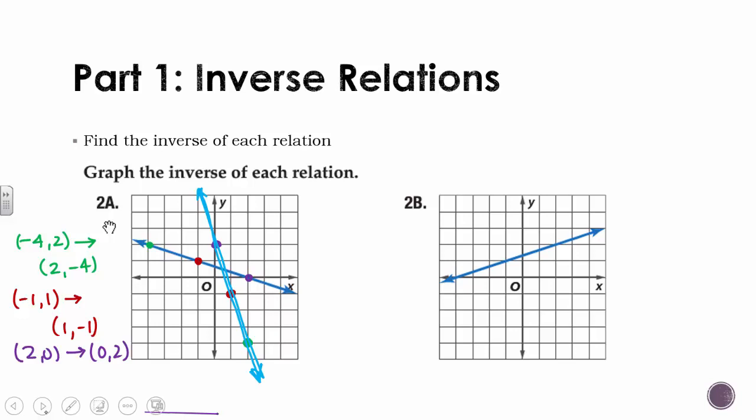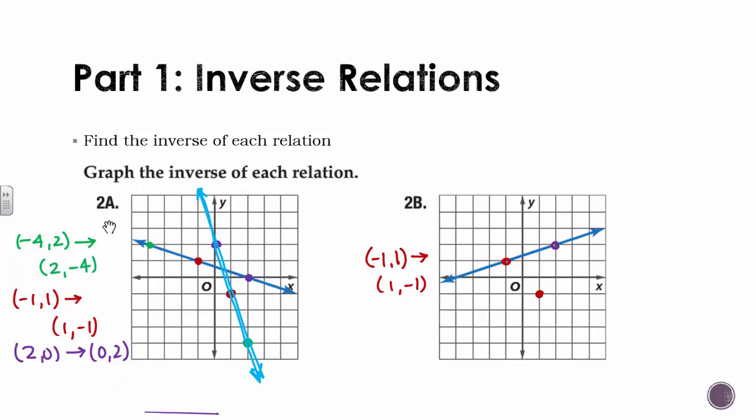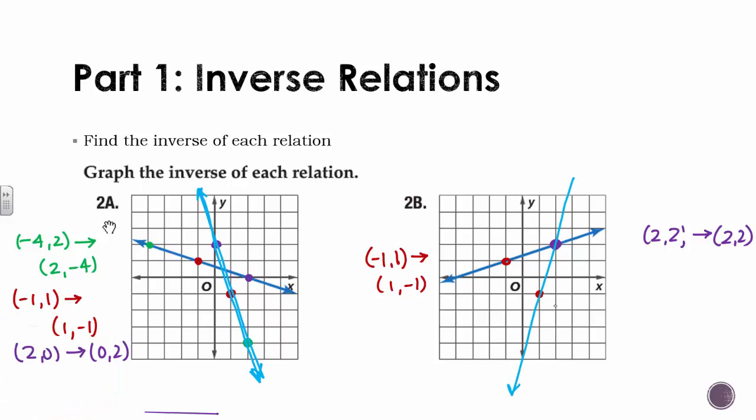So we can do the same thing over here. We'll choose some points. This one here is negative 1, 1. So it becomes 1, negative 1. All we got to do is switch it around. So over 1, down 1. Let's pick another point. How about this one? So that's over 2, up 2. The cool thing about this is when you switch it around, it's exactly the same, 2, 2. Let's find another point, or we could just connect those, because remember, all you need to make a line is 2 points. So this guy is your inverse.